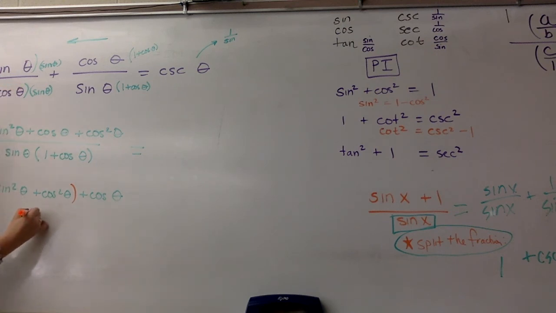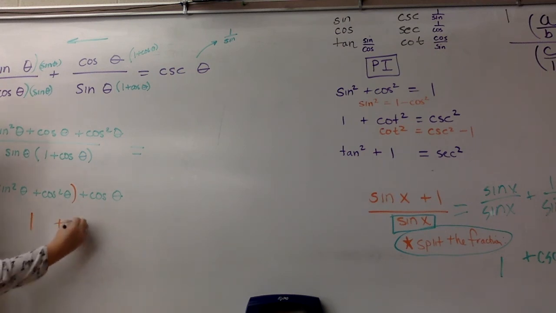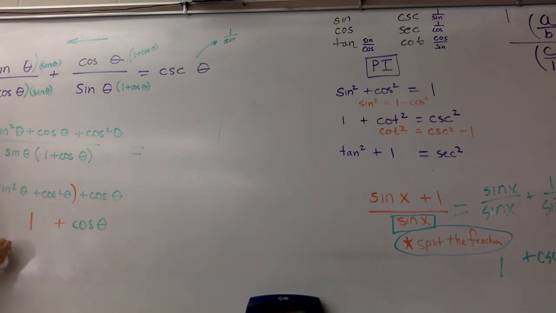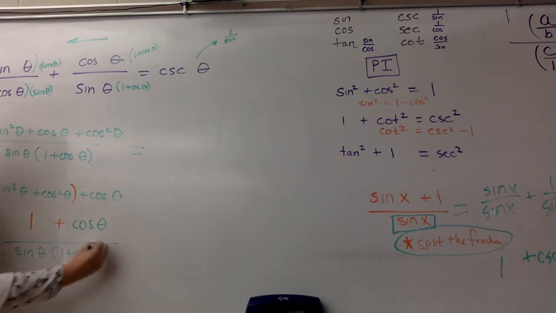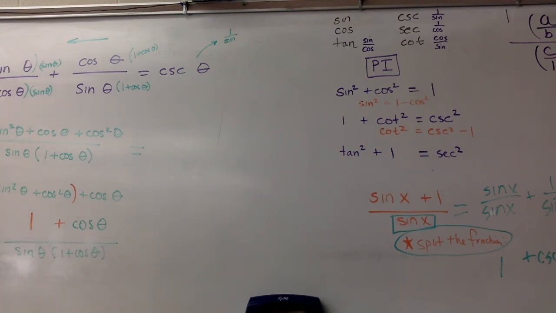1. So this becomes 1 plus, check it out, cosine theta, all of which over the denominator, sine theta times 1 plus cosine theta. And isn't that fantastic? Because what cancels? This whole quantity cancels here. What does that leave me with? 1 over sine theta, which is, by definition, cosecant theta.